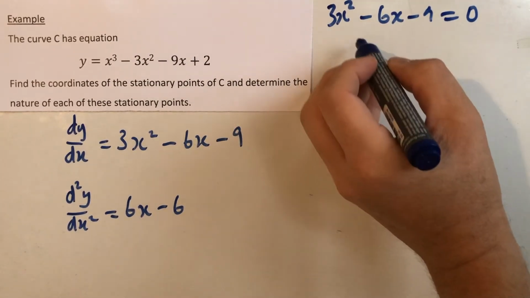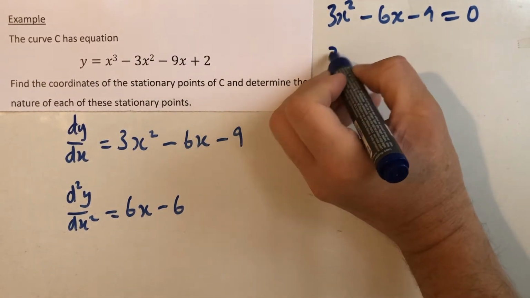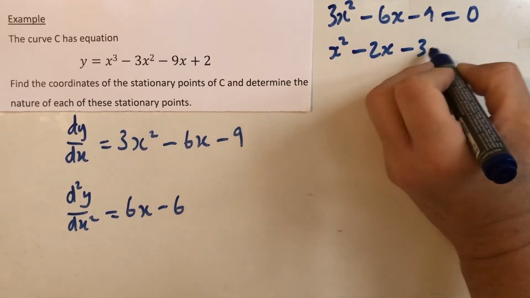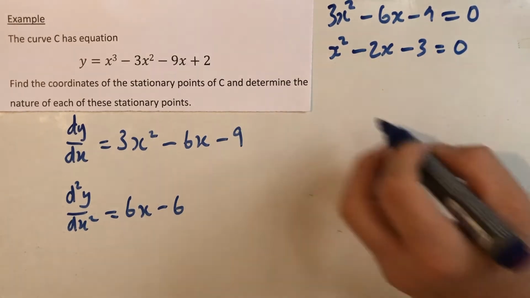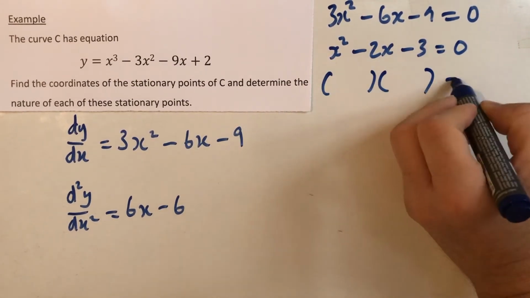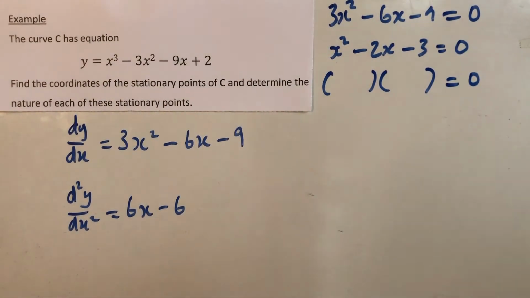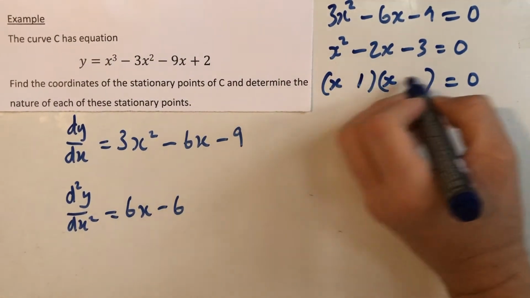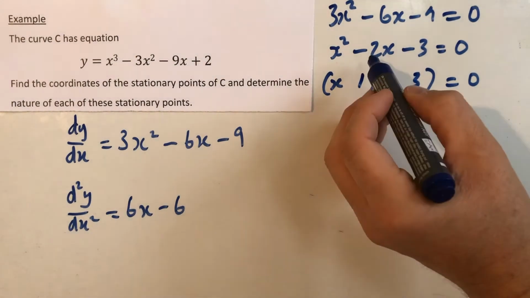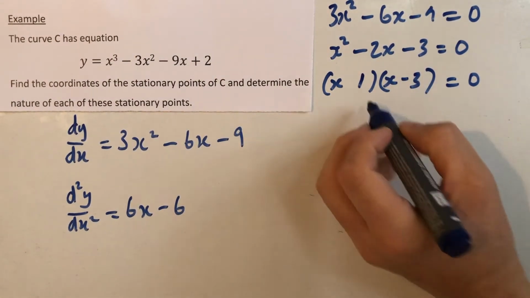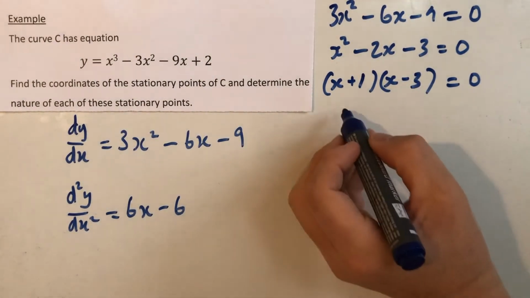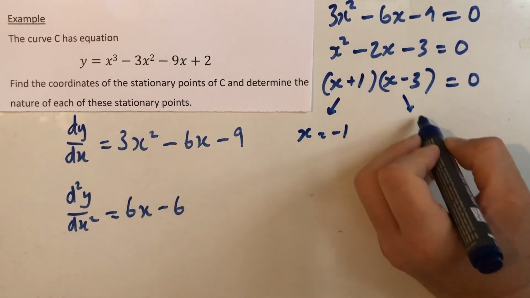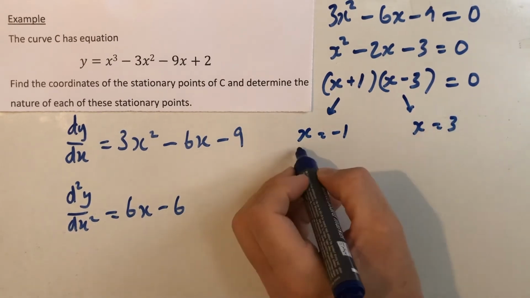Now I can make the problem a little easier because I can divide everything by 3. 3 is a factor of every number there, and therefore it makes it easier to factorise. x and x for x squared, 3 can only be done by 1 times 3, and I can get the minus 2x if I make that a minus and make that a plus. So therefore we have that x is equal to minus 1 and we have that x is equal to 3.